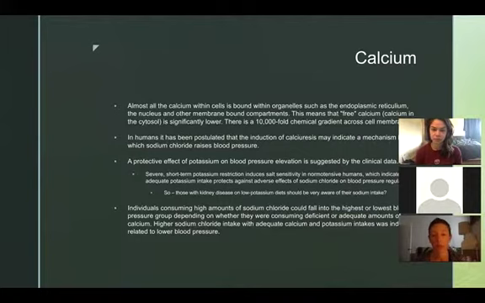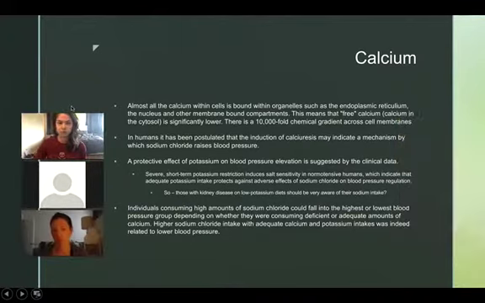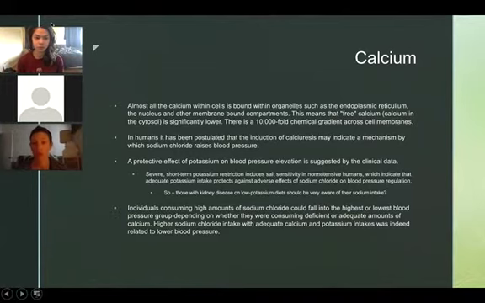So, why are we bringing up calcium in relationship to sodium? Individuals consuming high amounts of sodium chloride could fall into some of the highest or the lowest blood pressure groups, depending on whether or not they're consuming enough calcium. That's what some of the studies we had read for this assignment found. Higher sodium chloride intake with adequate calcium and potassium intake was actually related to lower blood pressure. So it sets the stage for what we're going to talk about throughout this whole presentation, that all of these minerals and their relationship to each other matter.